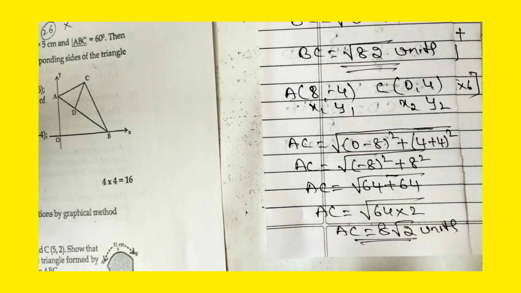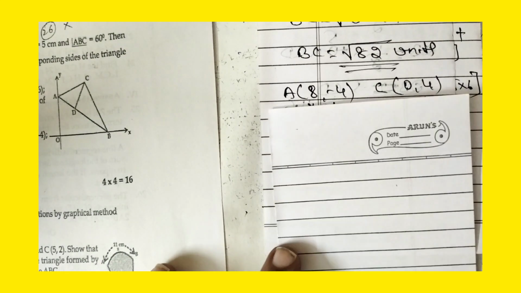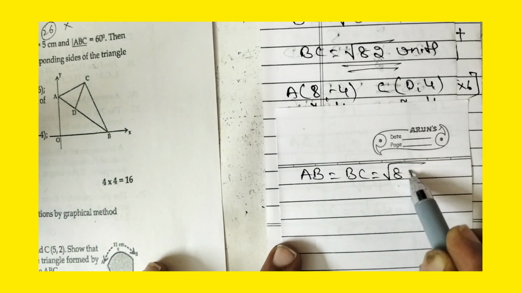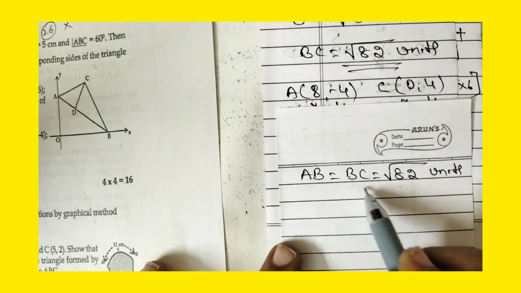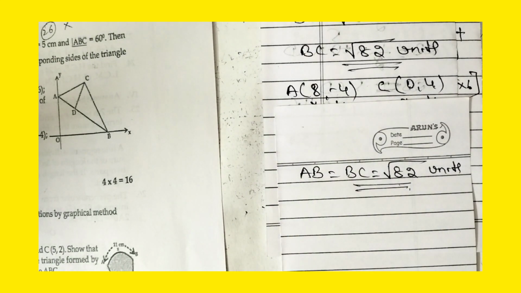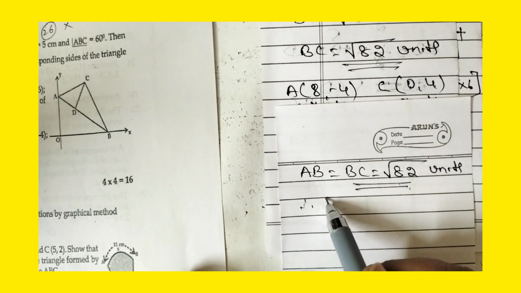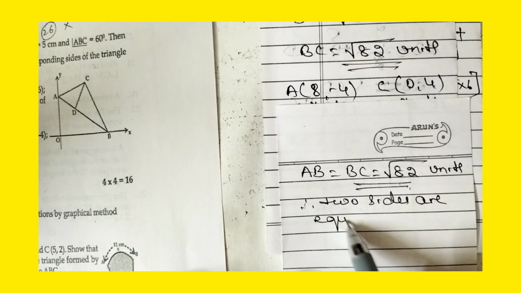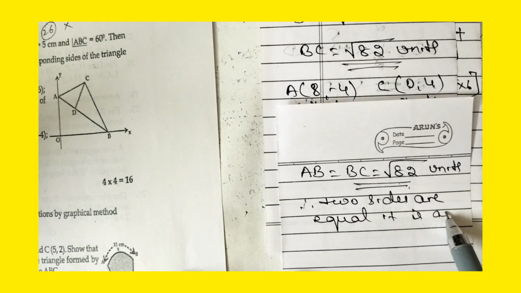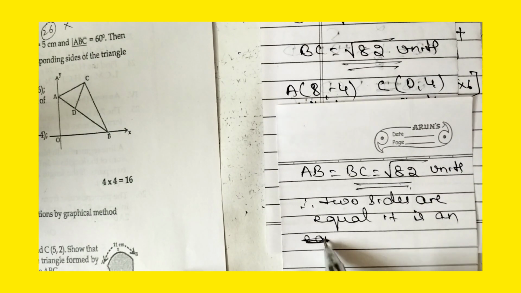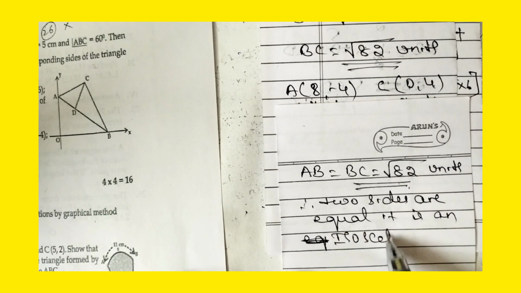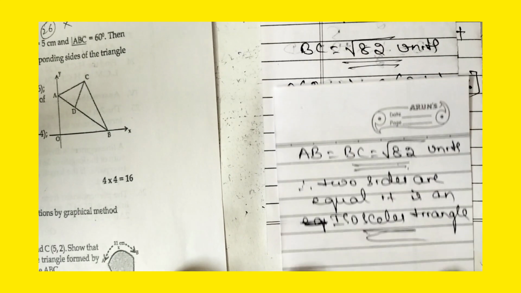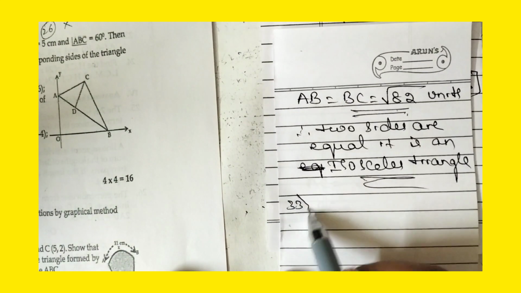Now here in this question, AB and BC are equal. AB is equal to BC which is equal to square root of 82 units. Therefore, if two sides are equal, it is an isosceles triangle. Since two sides are equal, it is an isosceles triangle. So like this we have to solve question number 32.